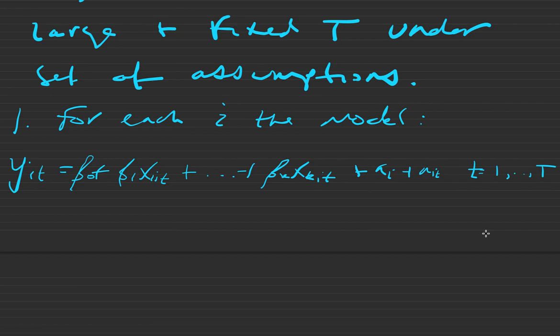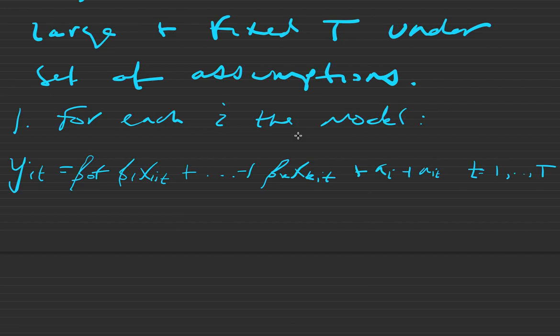the unobserved effect. Here I've included the intercept because we later include the intercept in our transformed equation, so it's useful to start with that in our true model. And our interpretation of this model is the same as with fixed effects. The model is linear in parameters, and the parameters are constant over time. The unobserved heterogeneity, the unobserved effect, is constant over time.